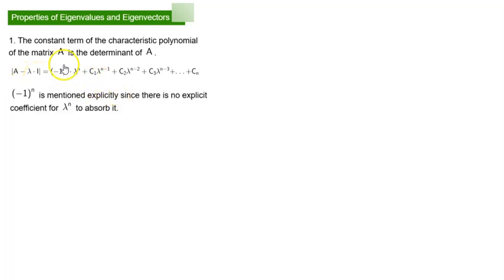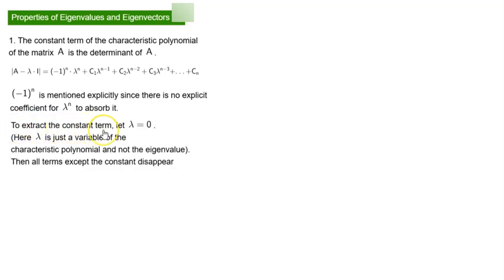Now here, minus 1 to the power of n is mentioned explicitly since there is no coefficient for lambda to the power of n to absorb it. See, anywhere else, if a minus is there, it can be absorbed into the C sub whatever. Whereas in case of lambda to the power of n, there is no C. So we have to explicitly mention minus 1 to the power of n.